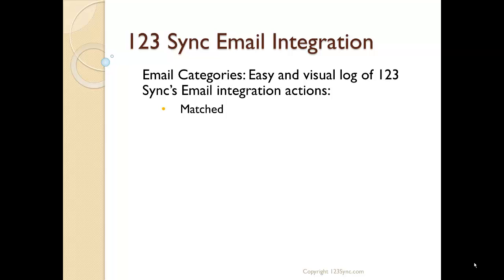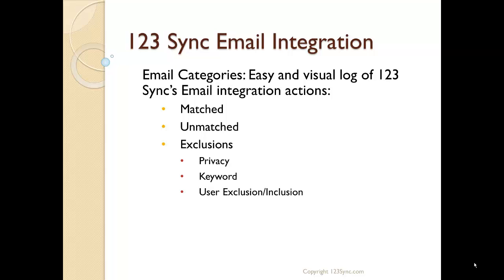If the email is matched, we mark it as matched. If it's unmatched, we put a category of unmatched. And we take care of the exclusions as well. So if the email is marked as private, we put a privacy mark on it. If it's been excluded from integration by a keyword, we put that in there. Or if the user has set up exclusion or inclusion rules that we follow, we'll add that.